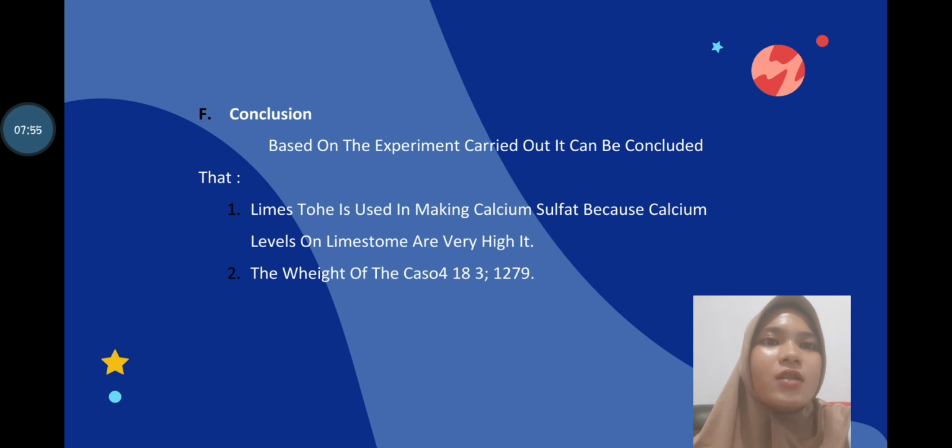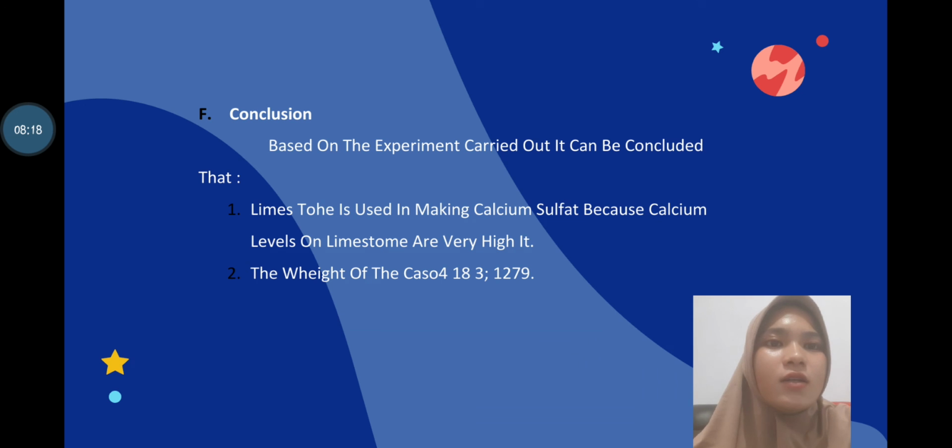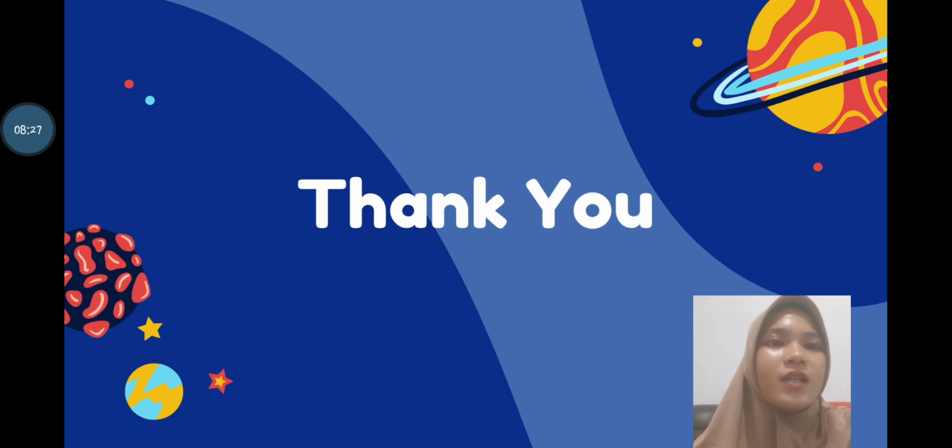Conclusion: based on the experiment carried out, it can be concluded that limestone is used in making calcium sulfate because calcium levels in limestone are very high, and the weight of the calcium sulfate is 3.1279. Thank you.